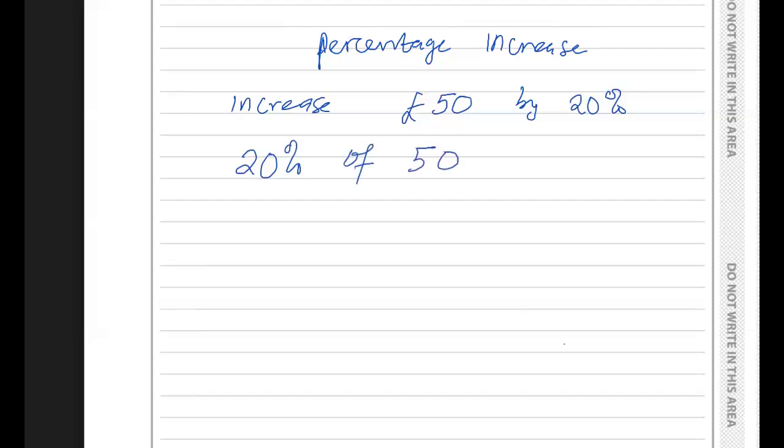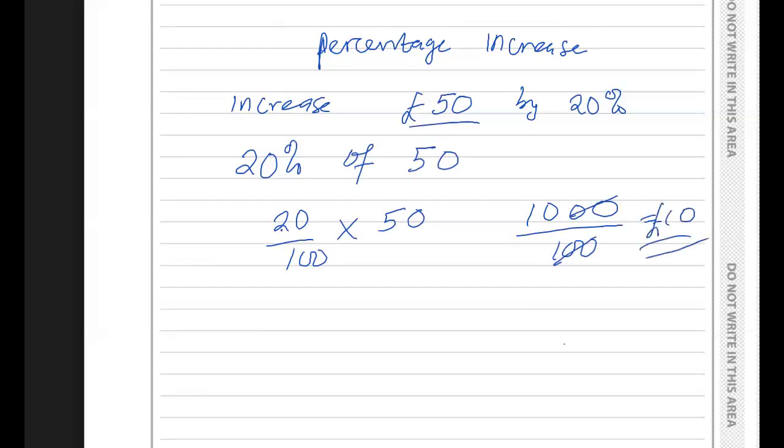That's going to be 20 over 100 times 50. When you're multiplying fractions like this, multiply the tops and divide by the bottom. So 2 times 5 is 10, and then the zeros, divided by 100, gives you 10. So 20% of £50 is 10. Increase means you have to add to it, so it's £10 plus the initial £50. That gives you £60. Can you see? That's how to increase by a percentage.